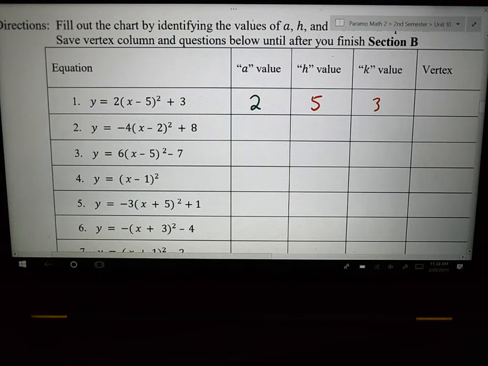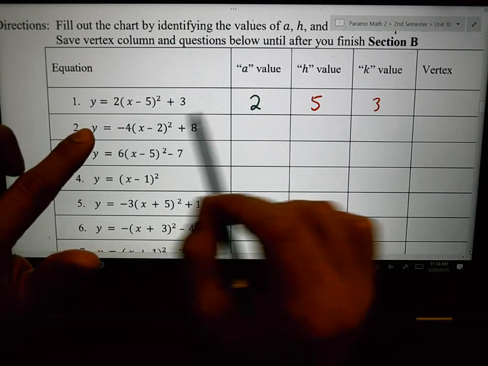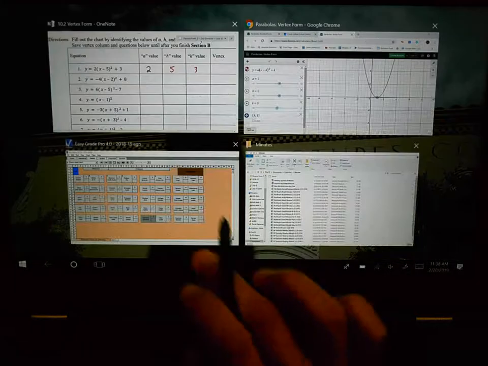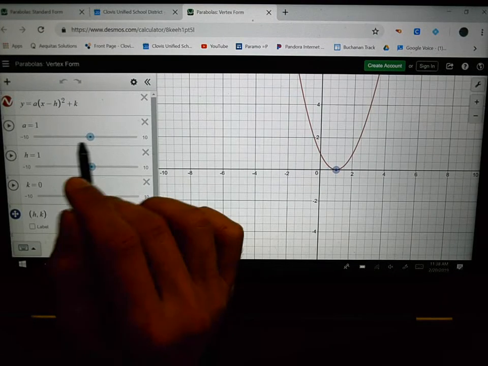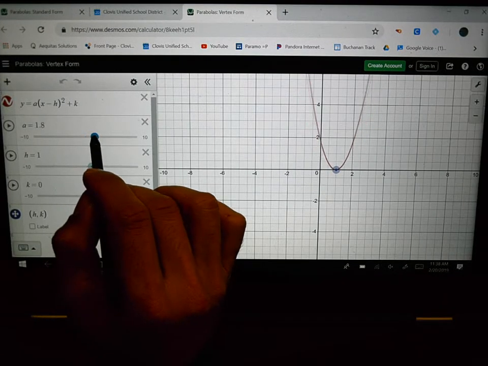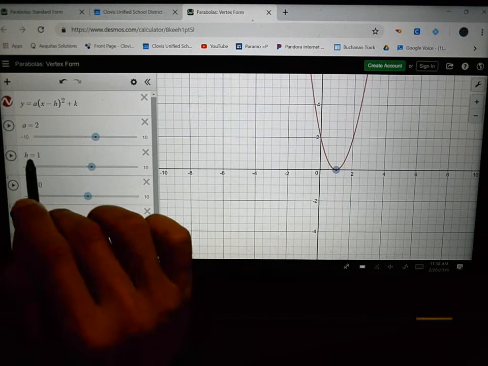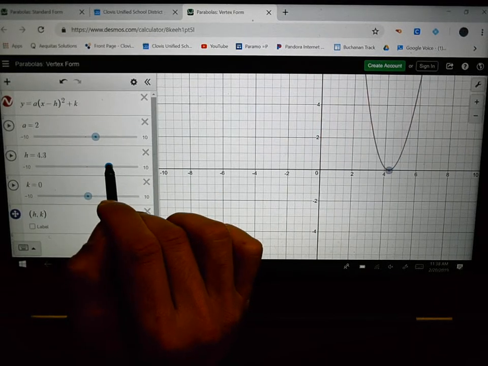Now what you can do with this is we can take the A value, the H value, and the K value, and we can plug it into that sliding function. You said the A value was 2. The H value was a 5.